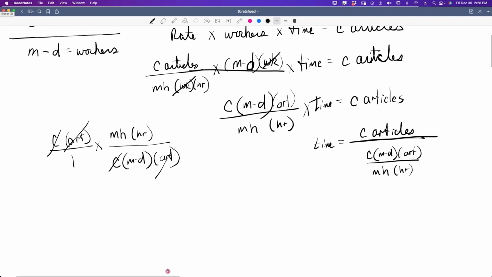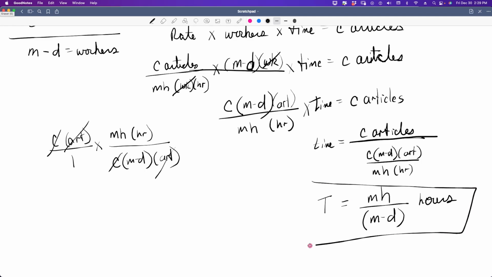So what I am left with is that my equation for time, T, is going to equal M times H, so the number of workers times the number of hours, divided by the number of workers minus the ones who left in hours, because that's the only unit of measure I have left. And that is your answer. That is correct. So you just have to walk yourself through these, and it's okay to talk out loud. I promise, I do it all the time. People will just think you're nuts. That's all. It's not a big deal.